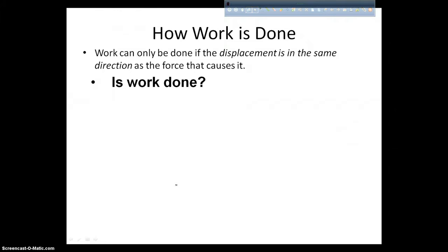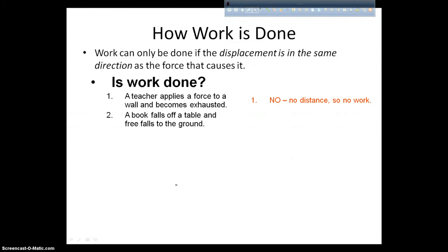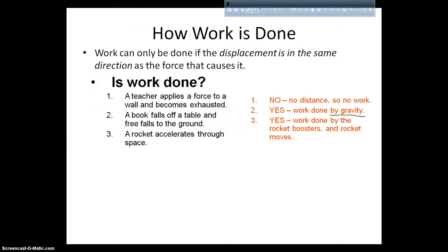So I want to go through these, and I just want to ask you to think about, is work done in each case? If I apply a force to a wall and I become exhausted, I am not doing any work because that wall will not move. No distance, no work. If a book falls off a table and free falls to the ground, there is work done by gravity. Work is done by gravity in this point, which may be counterintuitive to you that gravity can do work. It's a force and it moves the book through a distance, so there is work done. A rocket accelerating through space, the rocket's applying a force and it's going a distance, so there is work done and the rocket moves.